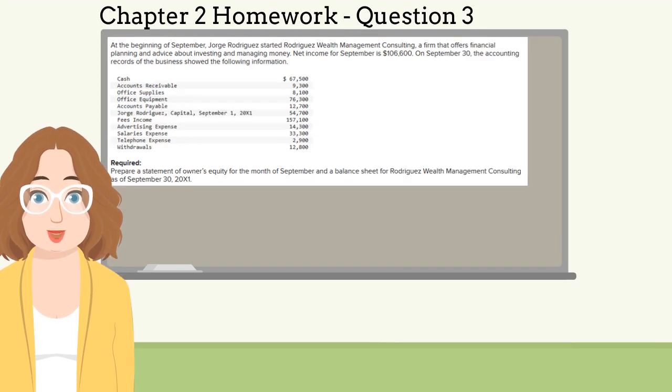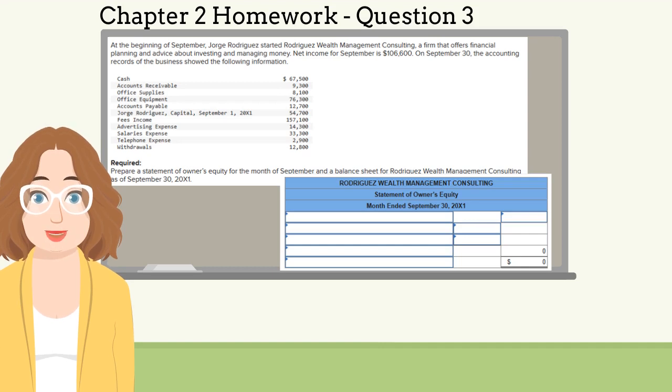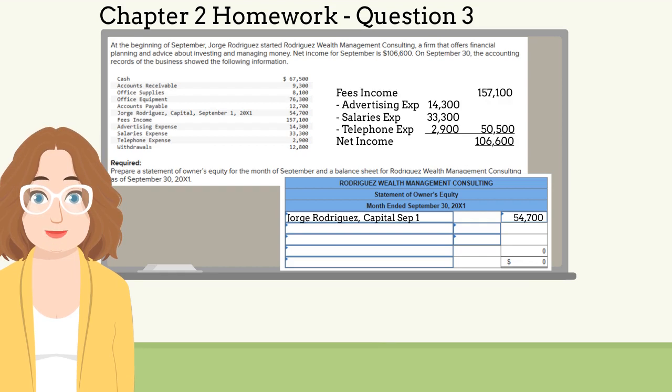For question number 3, you're again provided with a listing of accounts, but this time you're asked to prepare a statement of owner's equity and a balance sheet. Let's start with the statement of owner's equity. First, look at each account and decide whether it's an account that is part of owner's equity. Owner's equity starts with the beginning capital balance, then we add the net income for the period and subtract what the owner withdrew. So, start by entering the beginning capital balance as of September 1st.